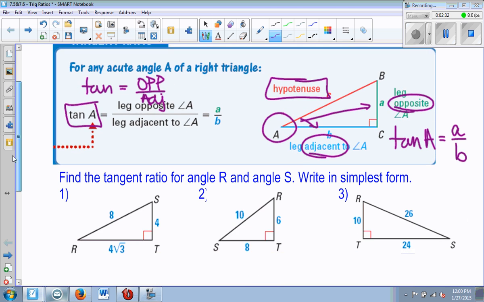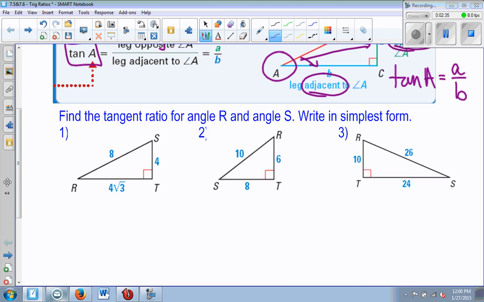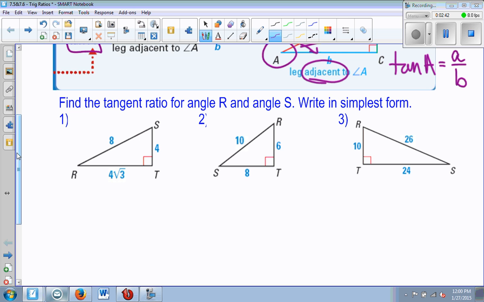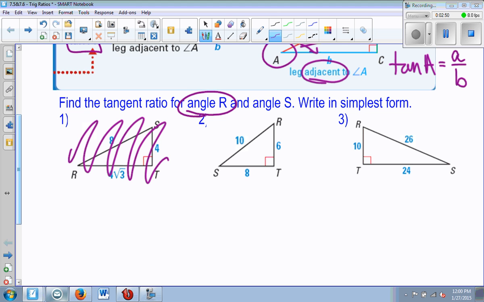Now, as we move through some problems and you have some numerical values, it's going to be a little easier, I think, for us to understand what I mean by tangent is just a ratio. So we're going to skip the first problem and just look at 2 and 3. In number 2, it says find the tangent of angle R. So what I'm going to write down is tan R, and I'm going to circle the R. From the R, the 3 sides of the triangle: the 8 is the opposite side, the 6 is the adjacent side, and the 10 would be the hypotenuse.